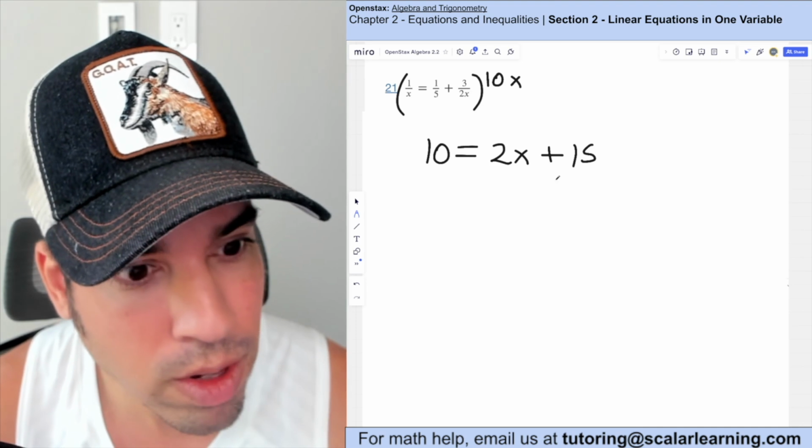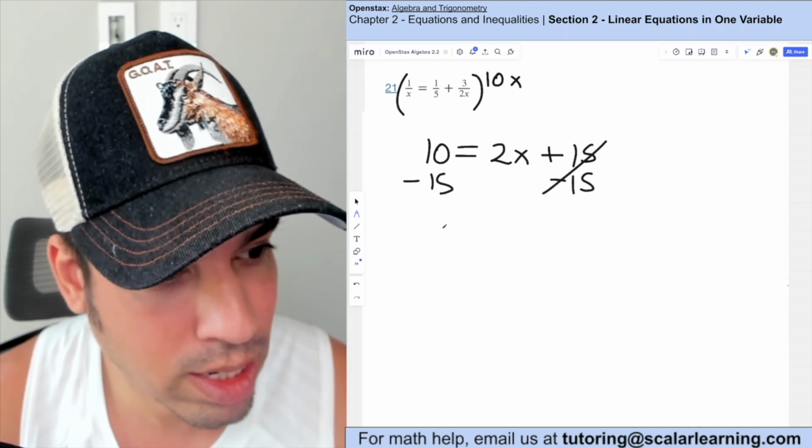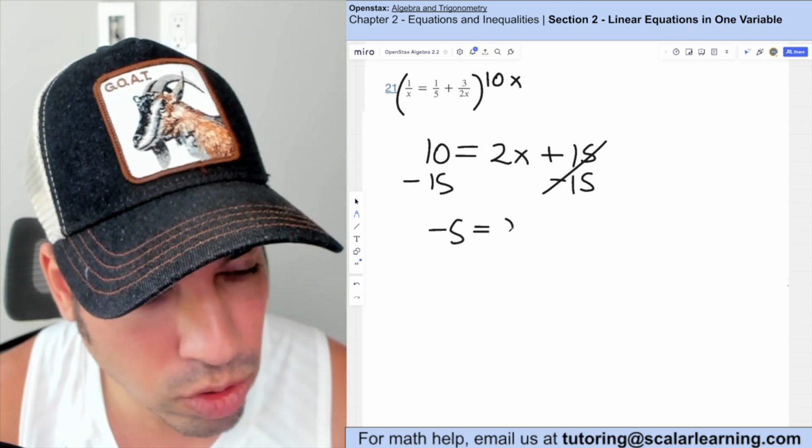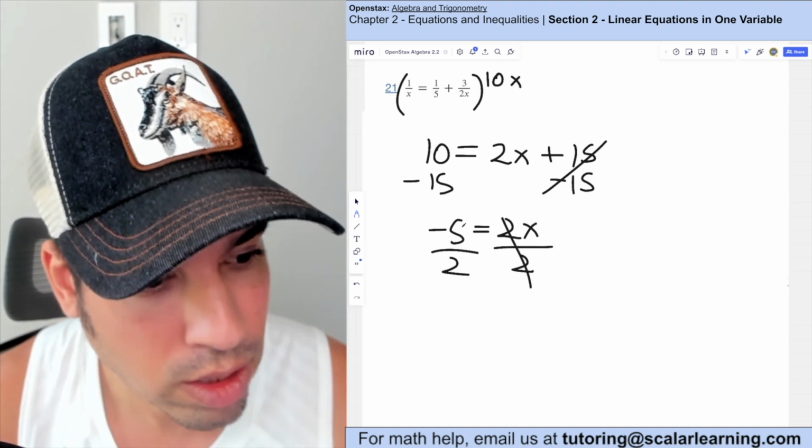Now we can solve, and we're going to subtract 15 from both sides, and we get negative 5 equals 2x. Last but not least, we're going to divide by 2, and there's our answer.